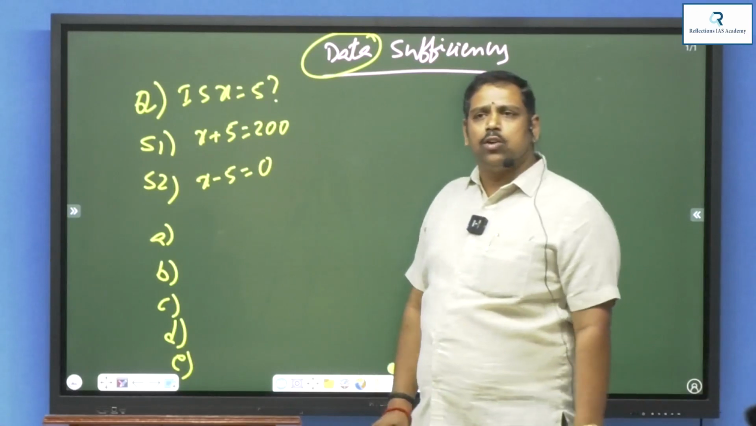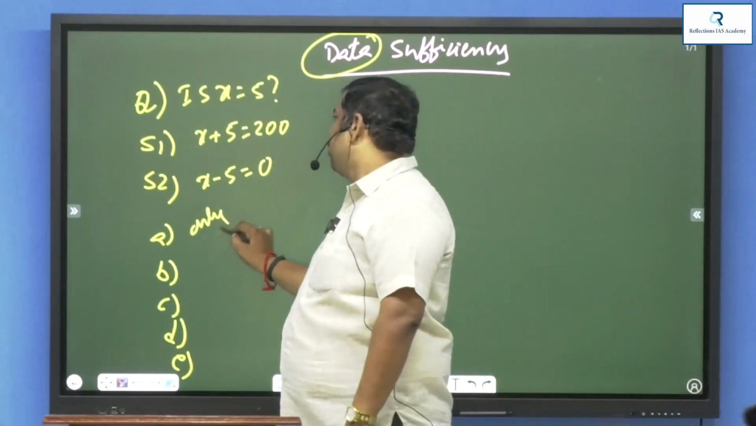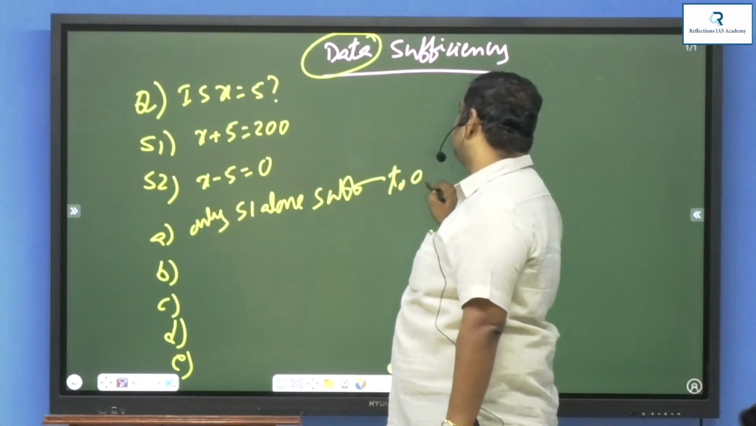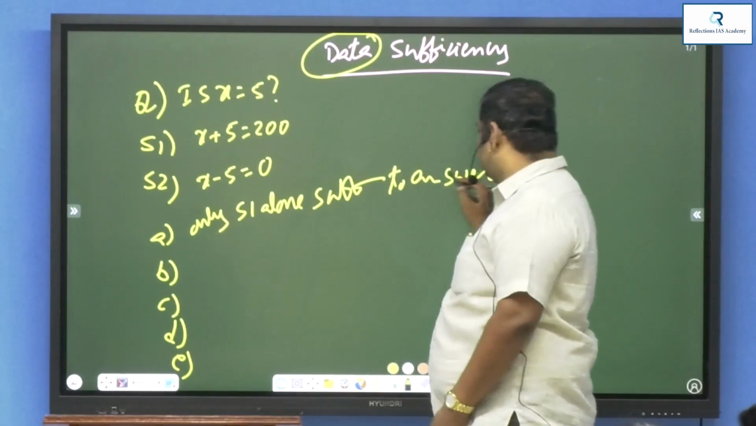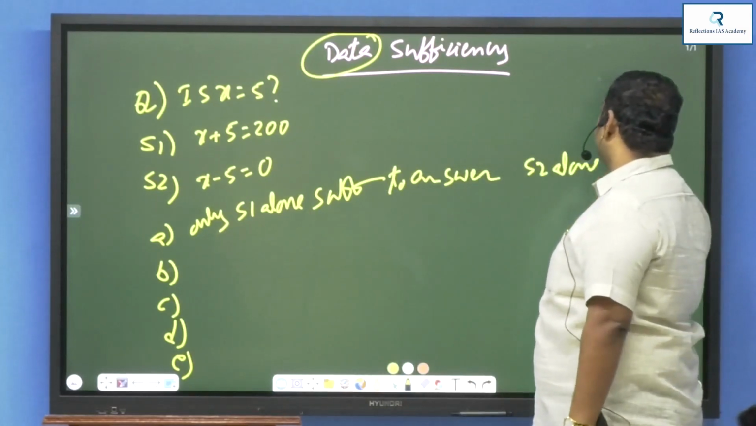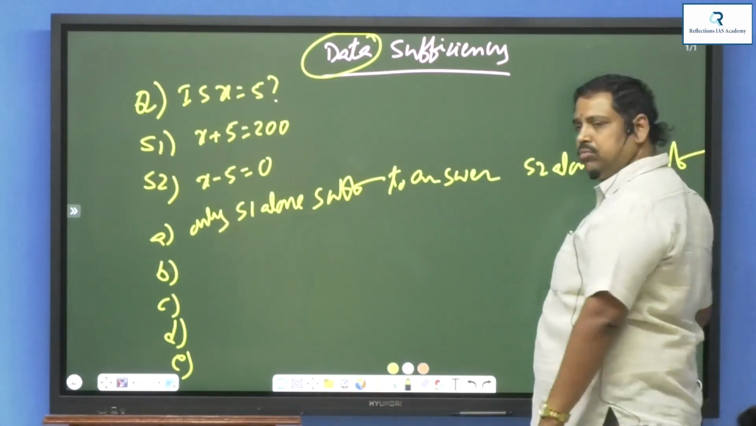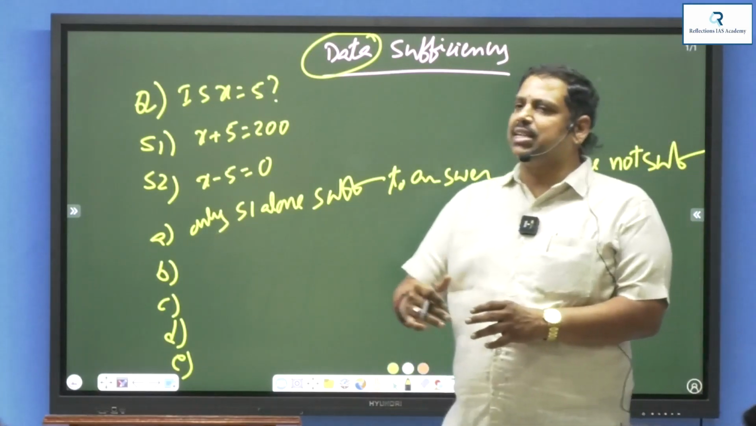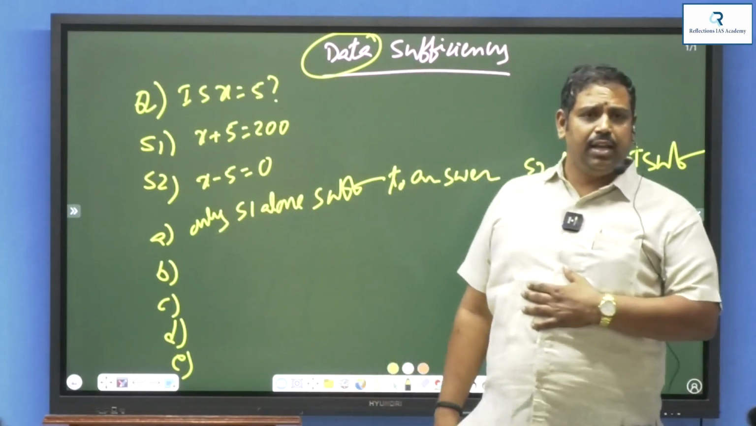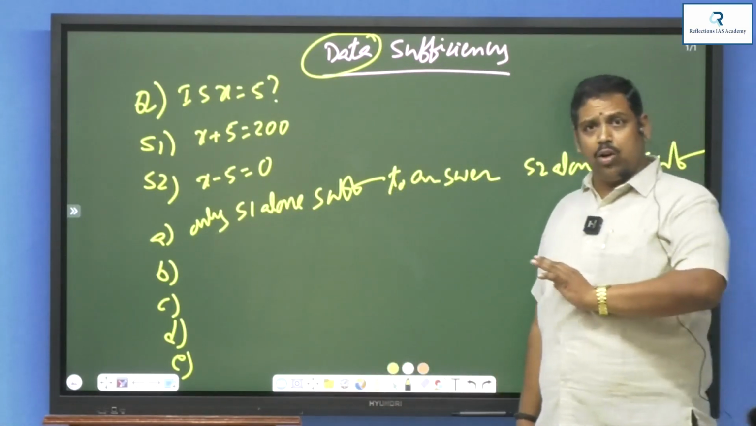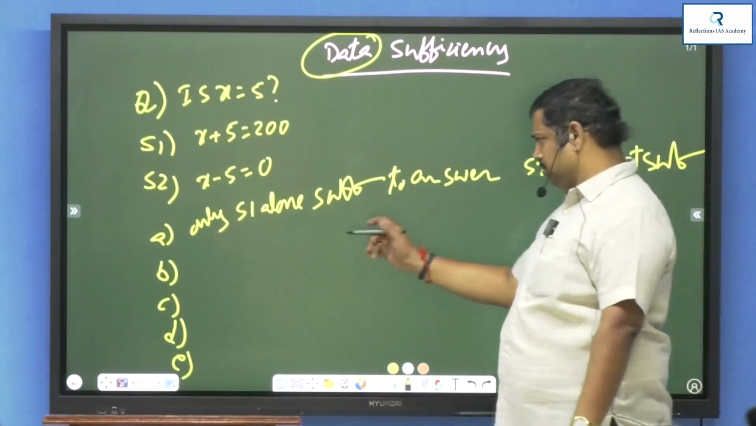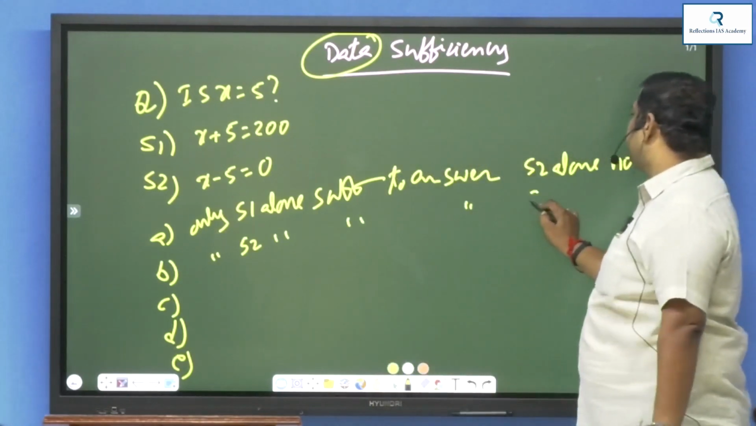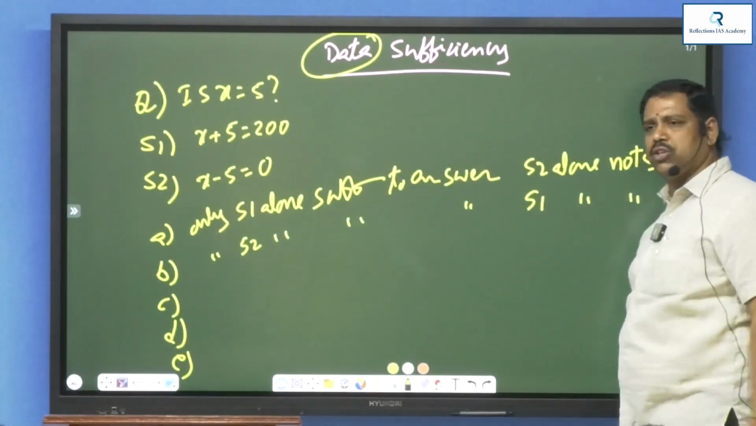Okay. So option A says that only S1 alone is sufficient to answer, whereas S2 alone is not sufficient to answer. When you have to choose option A, only S1 alone is sufficient to answer the question, whereas only statement 2 alone is not sufficient to answer the question. Okay. B: only S2 alone is sufficient to answer, whereas S1 alone is not sufficient to answer the question.